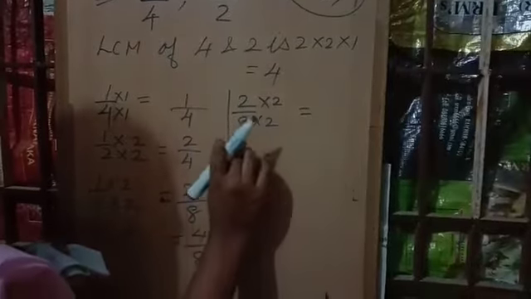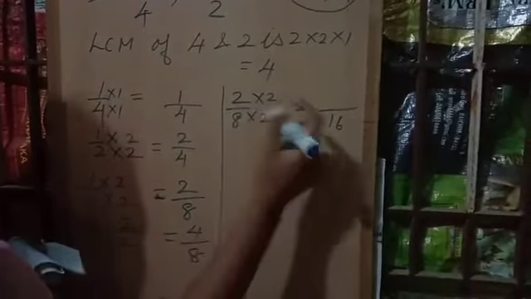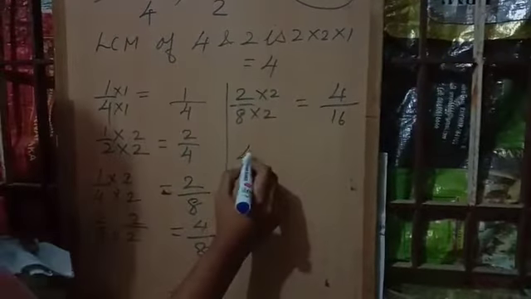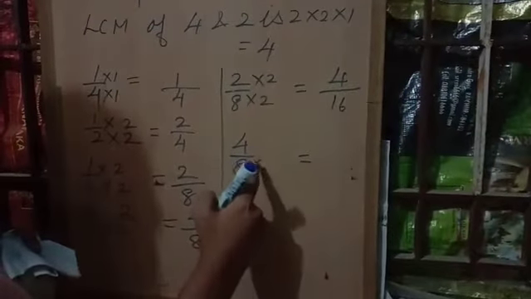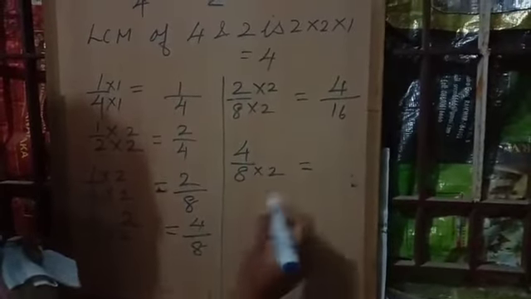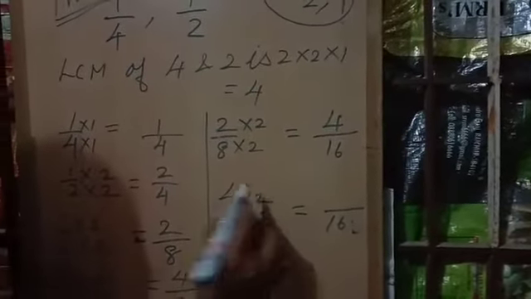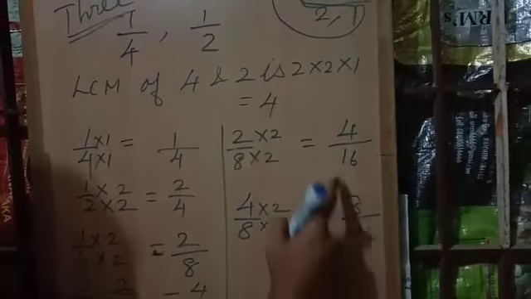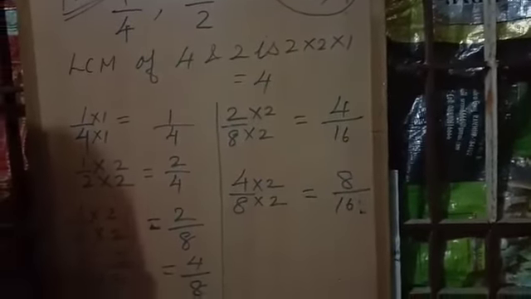8 2's are 16. Here 2 2's are 4. Next, the second one, 4 by 8. We should get what? 16 only. So here also we should multiply with the 2 only. 8 2's are 16. Here 4 2's are 8. Here the denominator is the same. Here the numerator value is 4. Here the numerator value is 8.